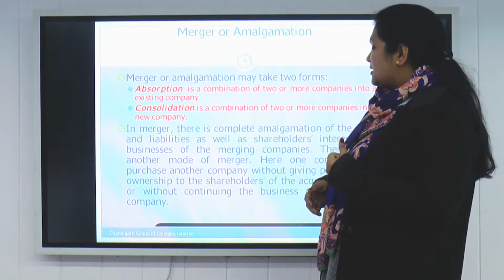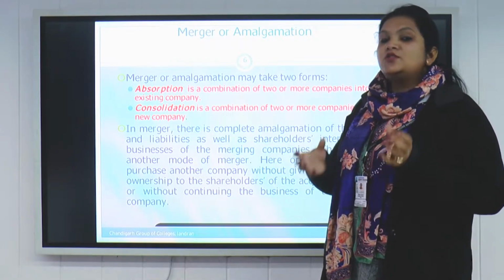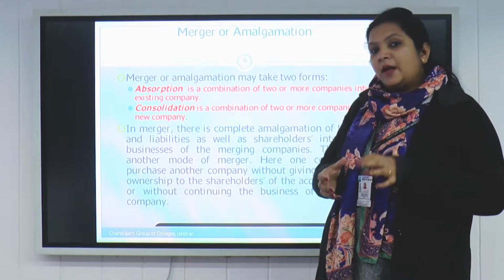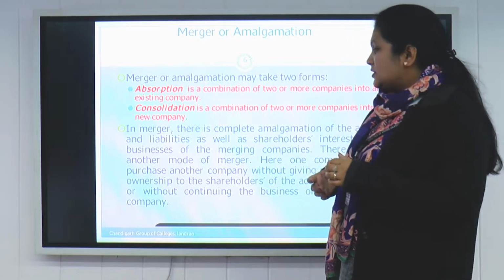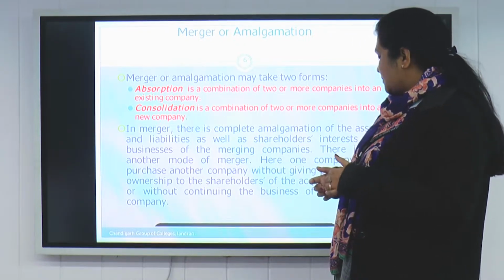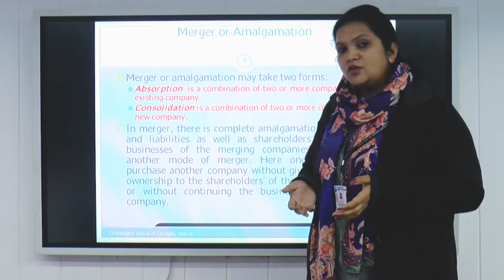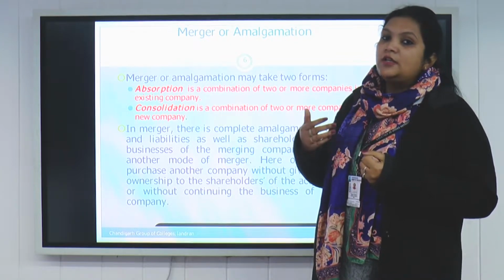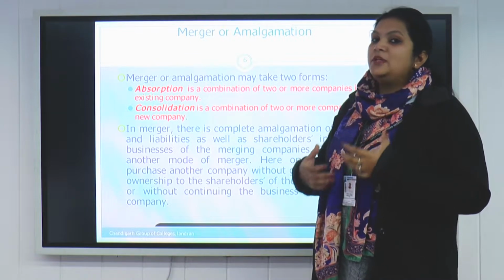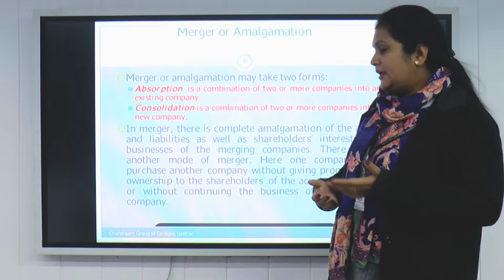In a merger, there is a complete amalgamation of all the assets and liabilities. All the assets, all the liabilities that a company had in its name are amalgamated, consolidated, as well as the shareholders' interest in the business of the merging companies. Pay off everything, all the assets are sold, all the liabilities are paid, and then the interest of the company is transferred to the other company. All the shareholders are paid.